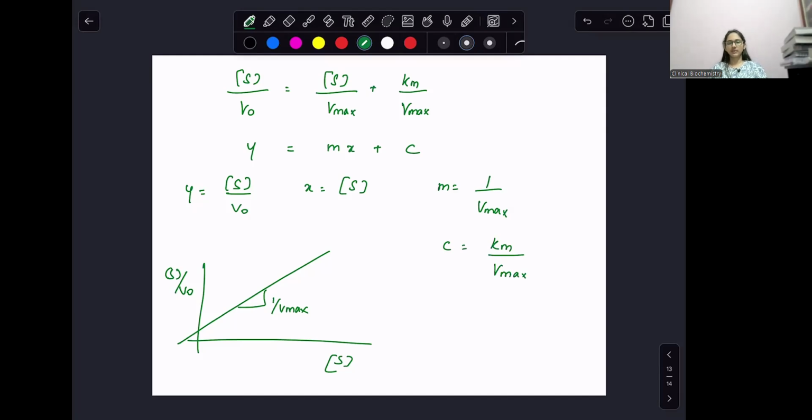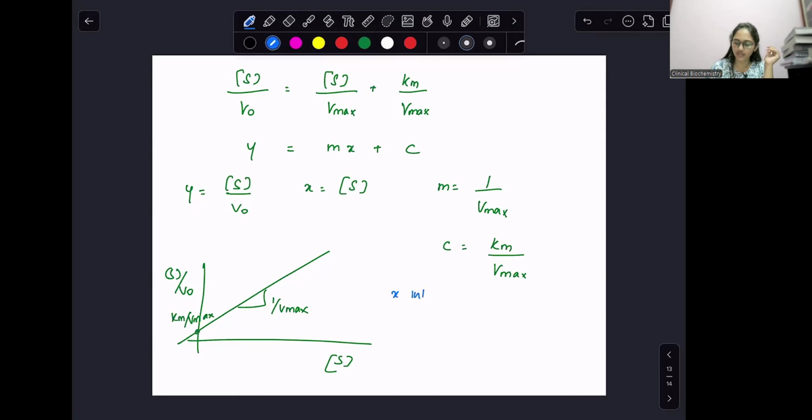Okay, C is Km by V max here. And this is the intercept, right? So now this is going to be Km by V max. Y-intercept is going to be Km by V max here. So again, how do you find out this y-intercept, x-intercept?